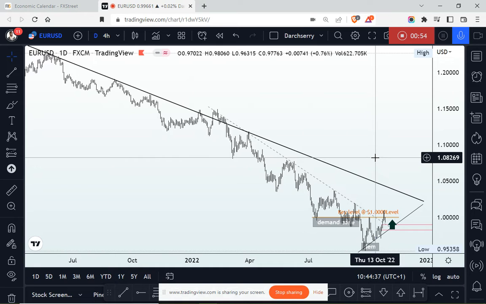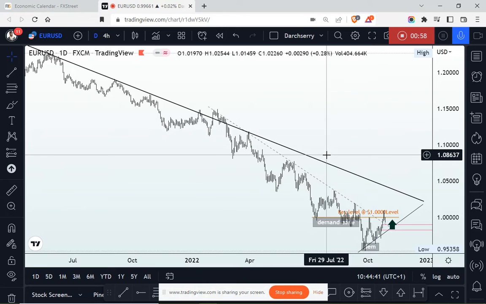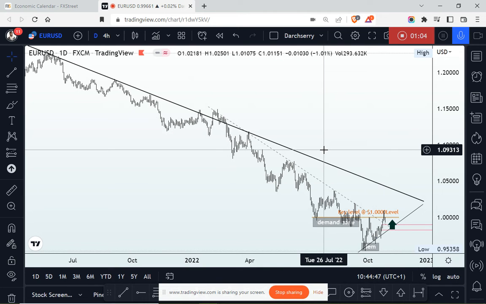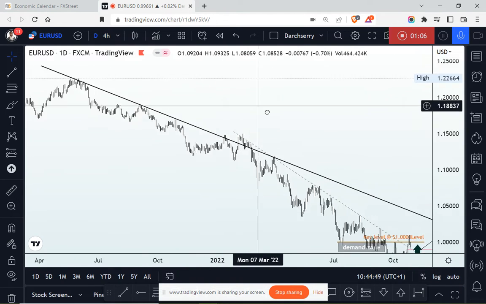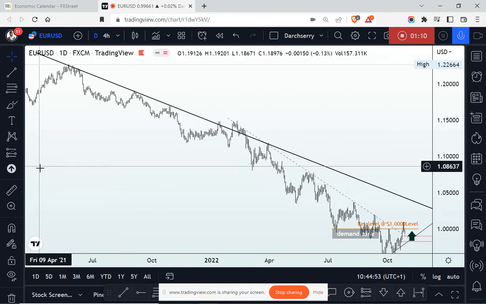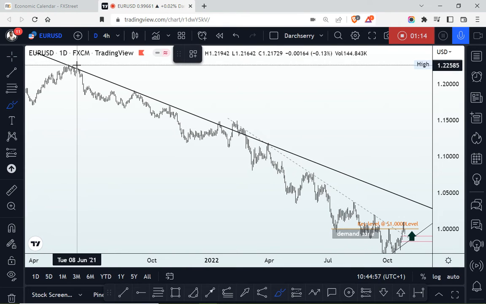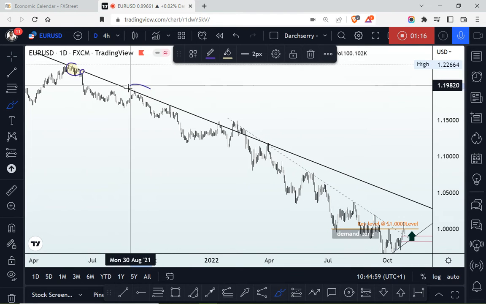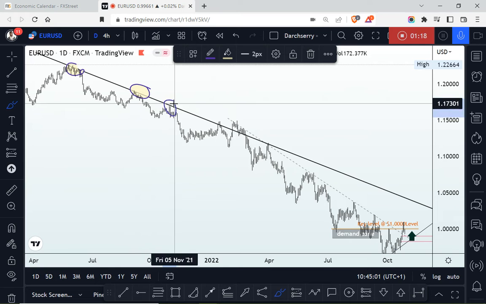Well, diving into the daily time frame, the first thing we are able to observe here is that price action has been on a bearish momentum since the beginning of the year. As a result of this, I was able to connect a series of lower highs to give us that resultant bearish trend line that you can see on the screen right now.